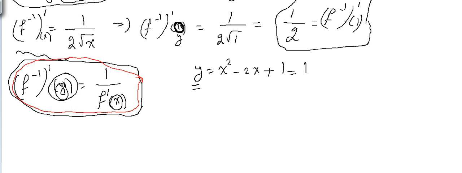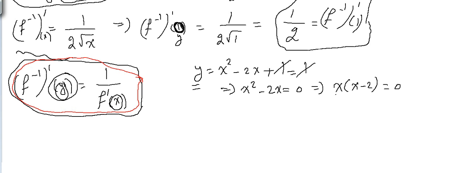We got simply x squared minus 2x plus 1 equals 1, and we move the 1 to the other side, minus 1. So what's left is x squared minus 2x equals 0. Factorize x into x times (x minus 2) equals 0. Either x equals 0, which is rejected, right? Why rejected? Because it's out of my domain. Check the domain. It's from 1 to plus infinity. 0 is rejected. Or x minus 2 equals 0, then x will be equal to 2. This means my x is 2.